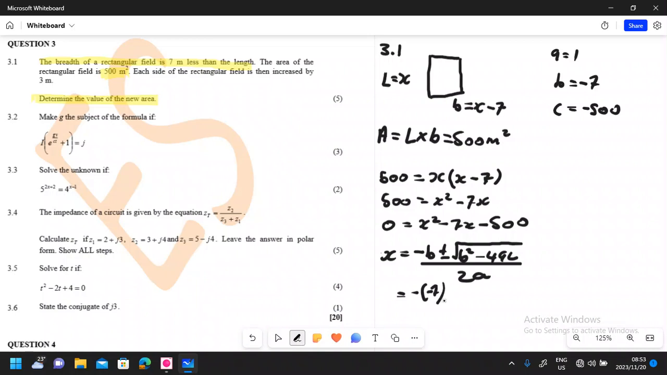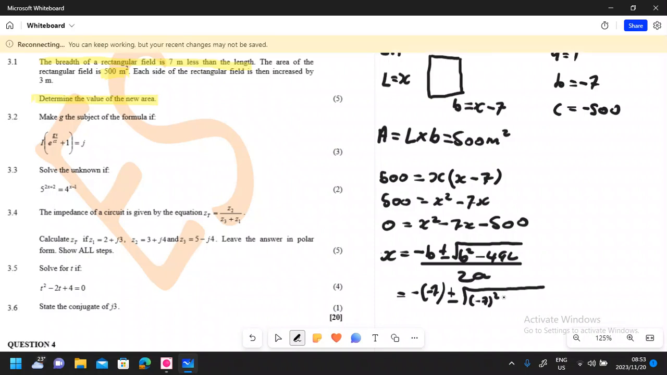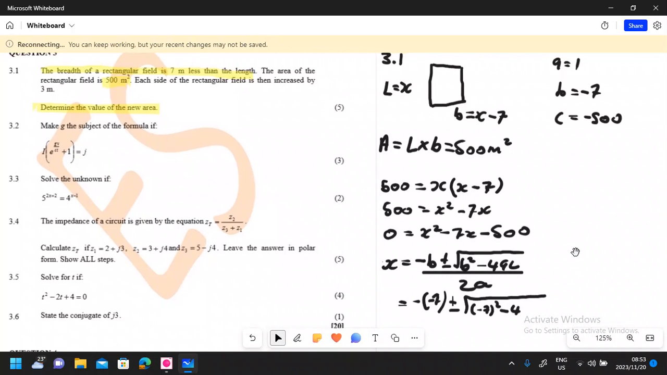So we put in negative 7, plus or minus, then the square root. And then we have b squared, meaning negative 7 squared, minus 4 multiplied by a. Our a is going to be 1, the coefficient of x squared. So this is 1 multiplied by c. Our c is actually a constant, which is negative 500.